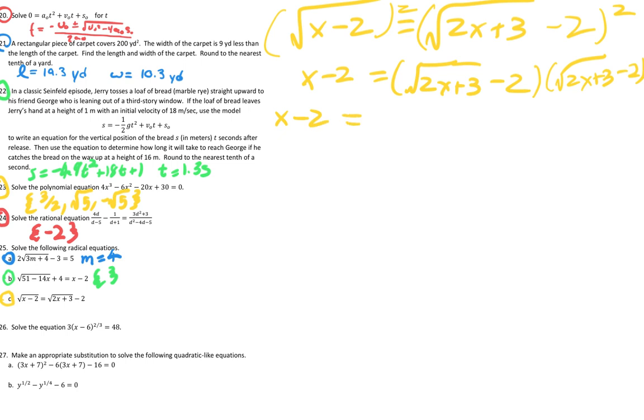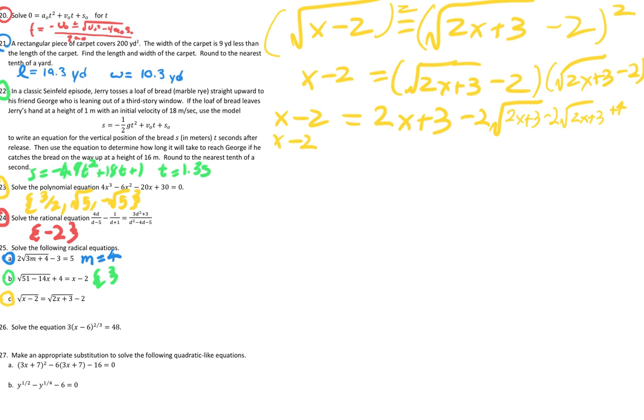I'm just going to bring our left side down, so x minus 2. Now we're going to FOIL our right side. So square root of 2x plus 3 times square root of 2x plus 3 is going to leave us with 2x plus 3. And then minus 2 times the square root of 2x plus 3, minus 2 times the square root of 2x plus 3. And then negative 2 times negative 2 is plus 4.